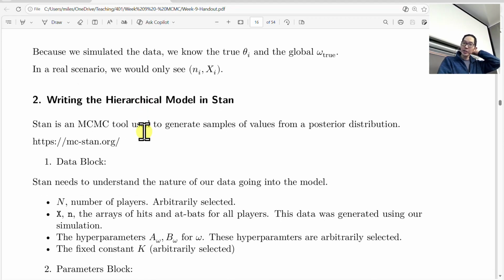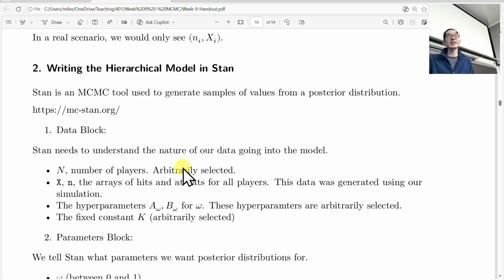Okay, so we're going to use this software called Stan. There have been all kinds of different Markov chain Monte Carlo tools. One of the earlier ones was called BUGS, WinBUGS, Bayesian inference Using Gibbs Sampling. And then there was JAGS, Just Another Gibbs Sampler or something. And then Stan doesn't actually stand for anything. It was named after Stanislaw Ulam.